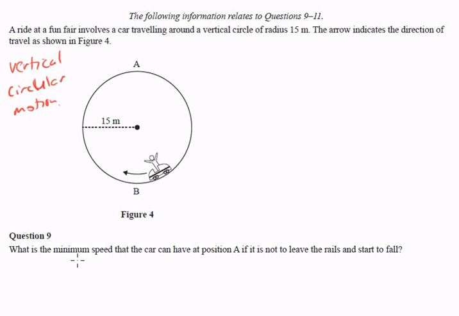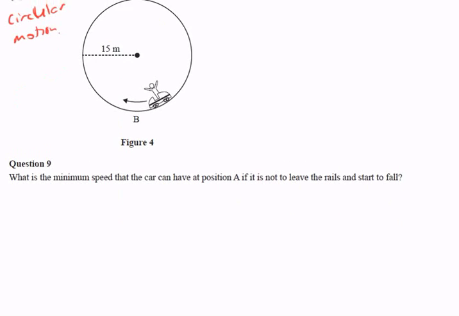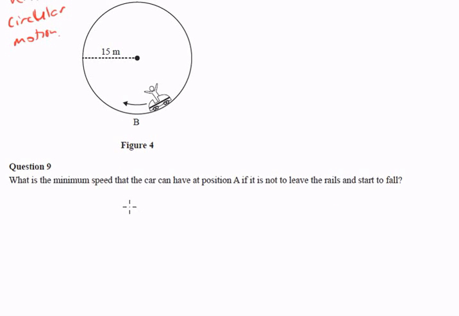The question is, so you're going around this circle here. It says, what's the minimum speed that the car can have at position A if it's not to leave the rails and start to fall? Okay, for its minimum speed, the speed where you don't fall or where you're weightless, the centripetal acceleration equals gravity.